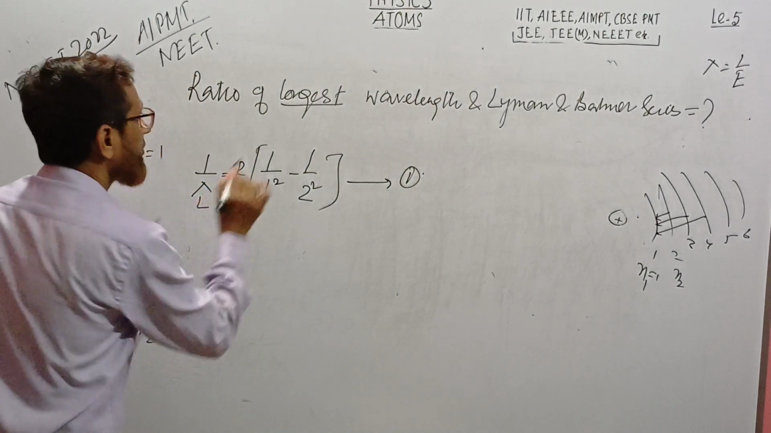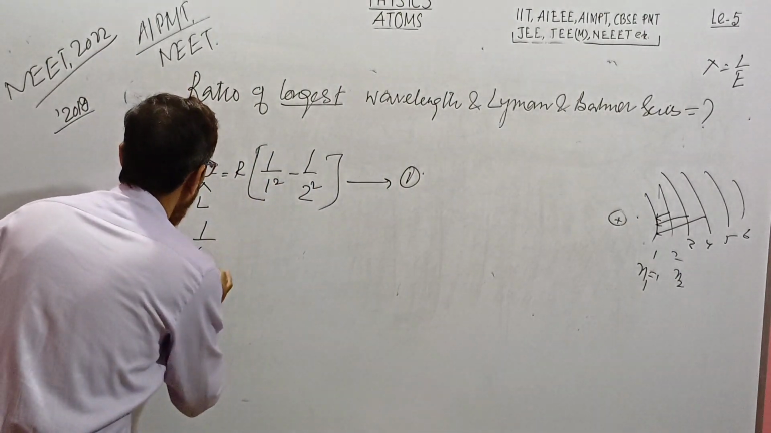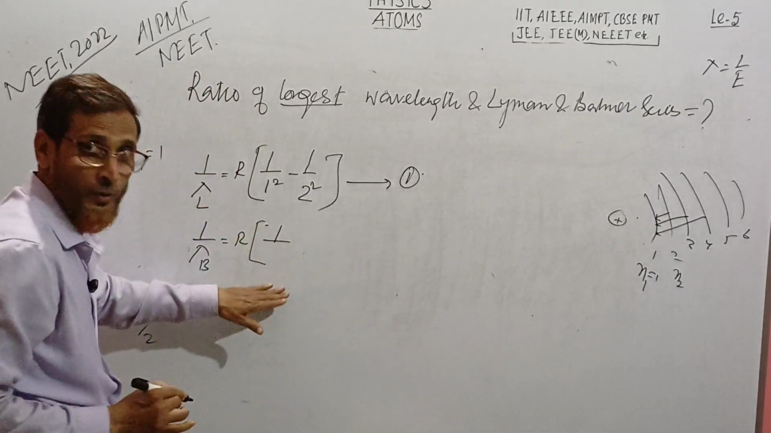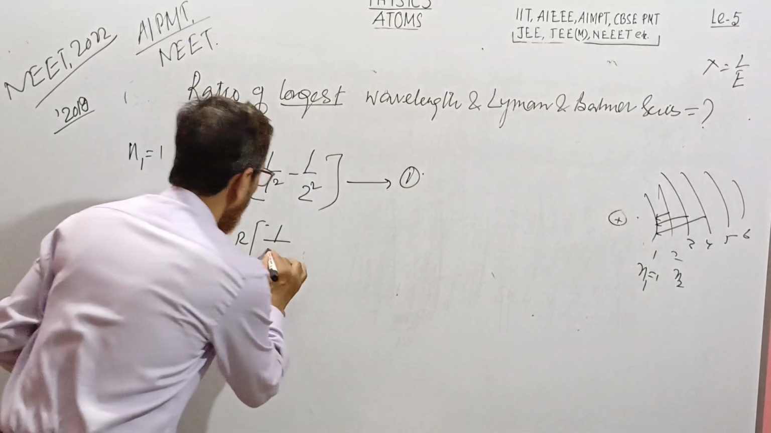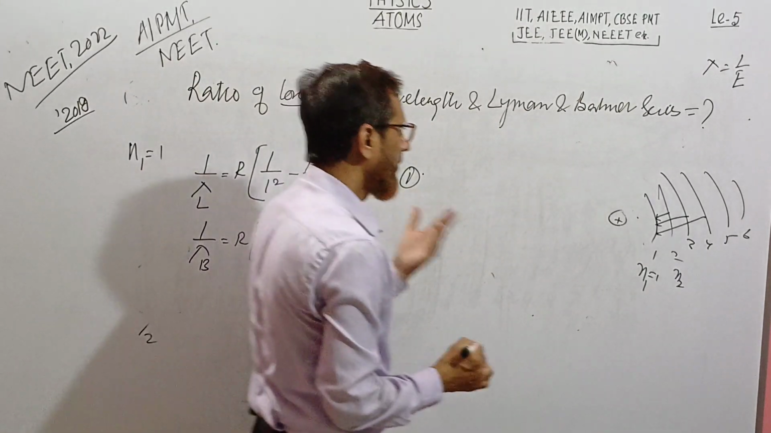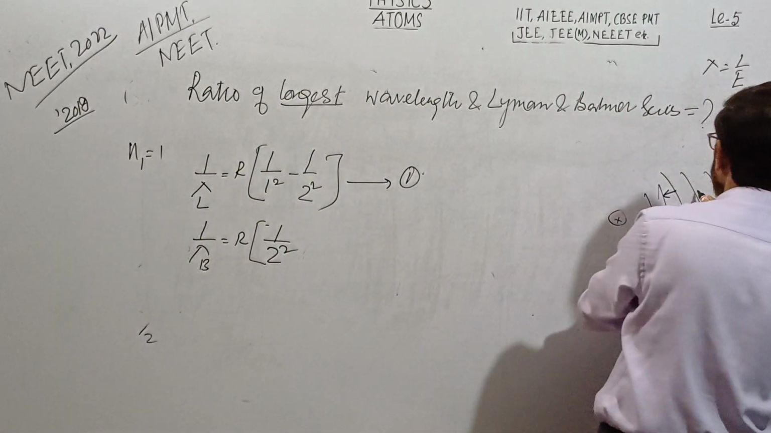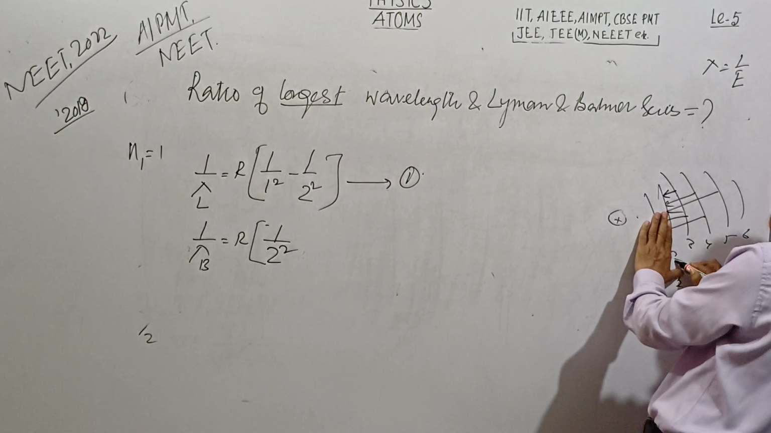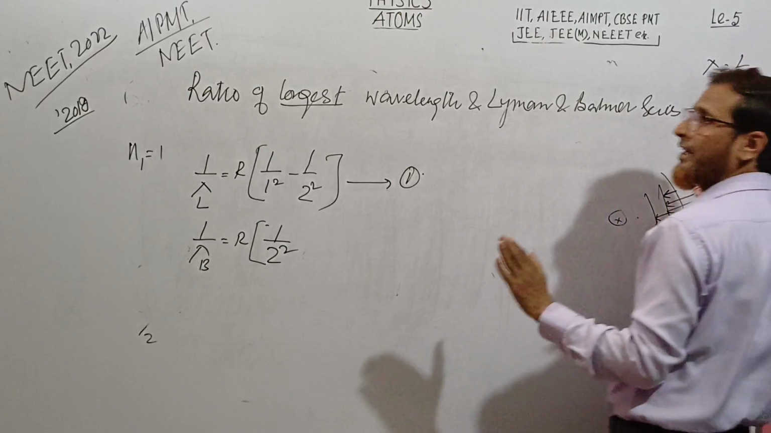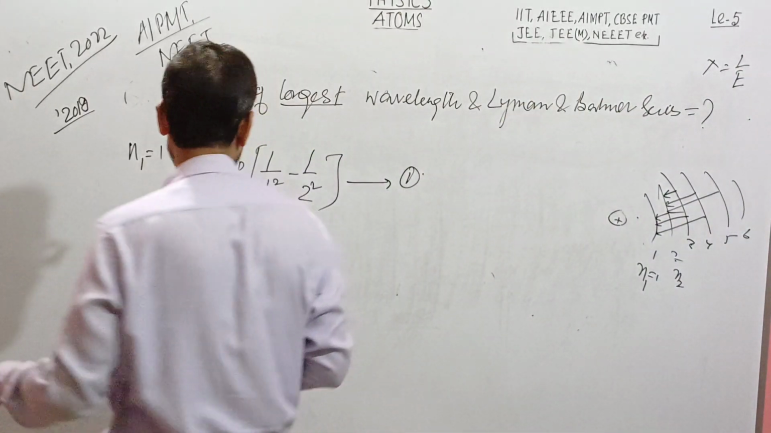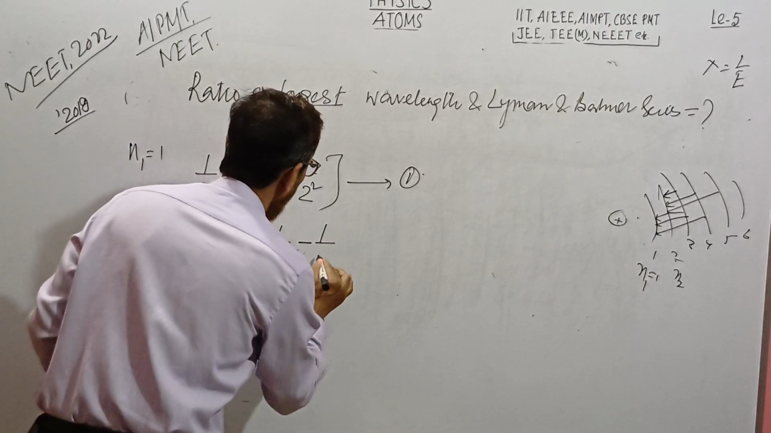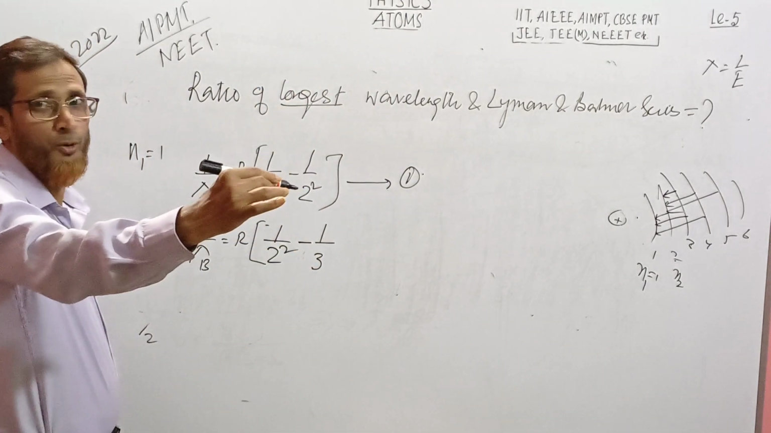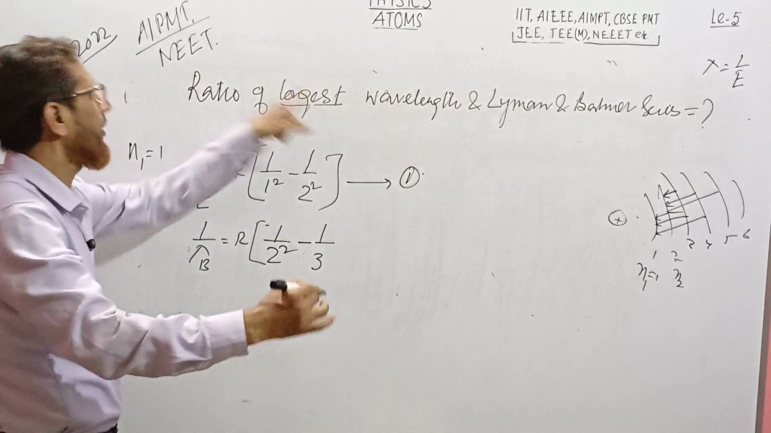And now for the second condition, Balmer, 1 by lambda B is equal to R. Again, for Balmer, n1 must be 2. Am I right? The electron must come to 2. So the electron may come to 2 from this. So this energy from 3 to 2 is the least, but other energy is highest. Least energy means highest wavelength. So we will put here 3, not 4, 5, 6, because the energy gap will be more and the wavelength will be small. We need the longest wavelength.